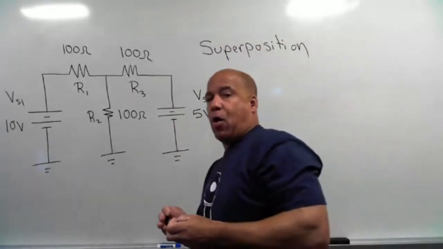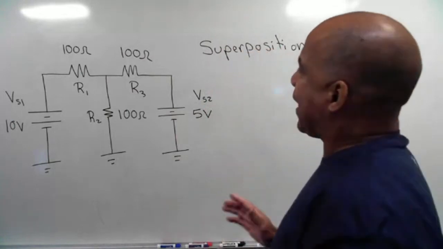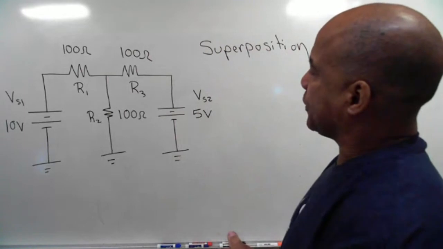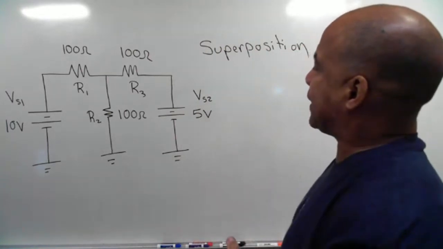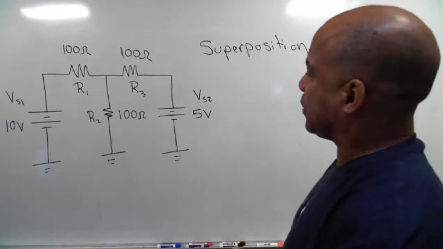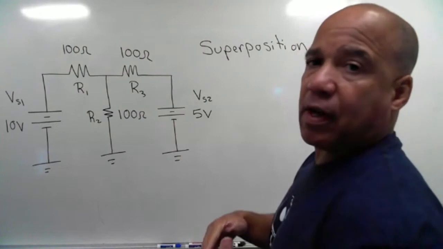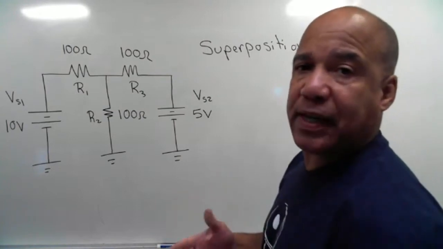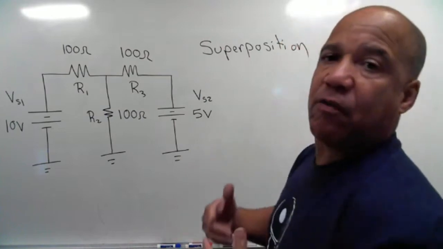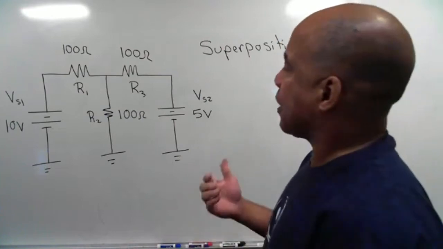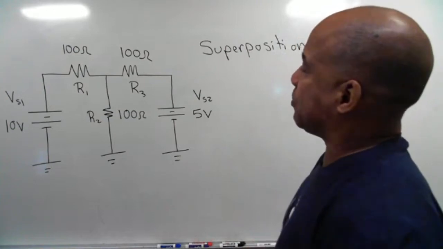And what, in my own words, superposition says is, if you have a circuit with multiple voltage sources or current sources, and those voltage sources are not connected directly in series, and you want to solve the circuit, what you can do is solve the circuit by treating each source independently in the circuit. Then you combine the quantities at the end for your current or voltages. If your currents are going in the same direction, you would add them. If they're going in opposite directions, you would subtract them.